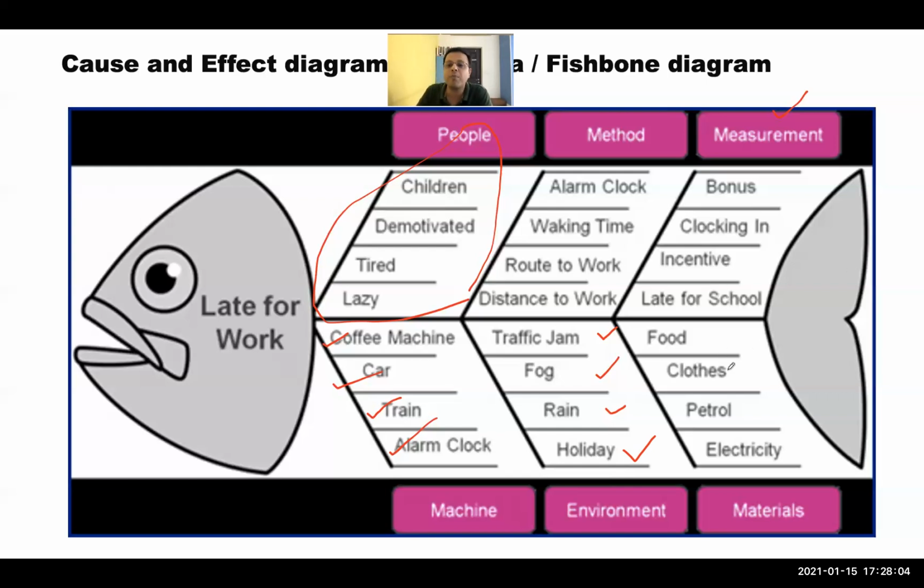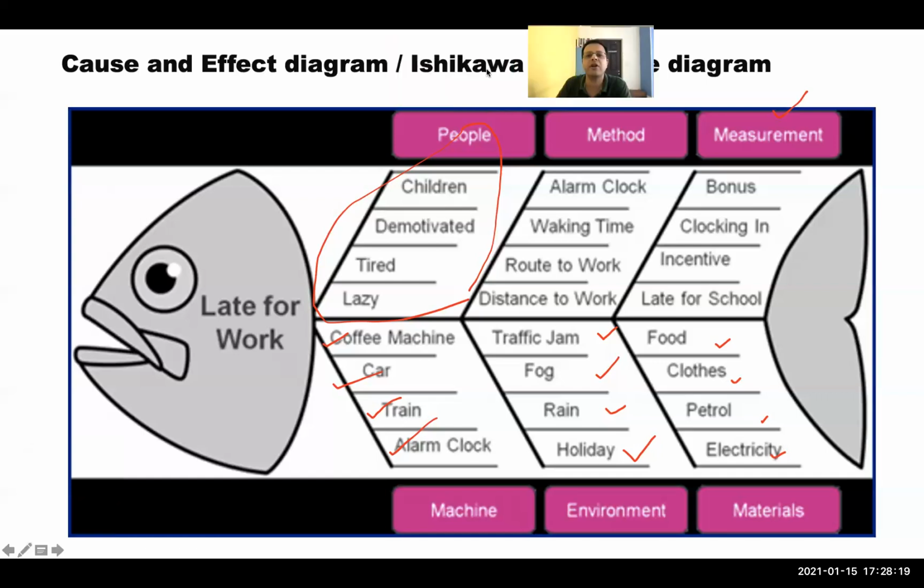Or simply it could be the kind of food you have had, the clothes that you're wearing, or the electricity and the petrol not available. All these are there. Are you able to get what I'm looking at, friends? Can you give me a quick confirmation that you are in sync with what I'm explaining so far? Because I want you to understand this principle well.